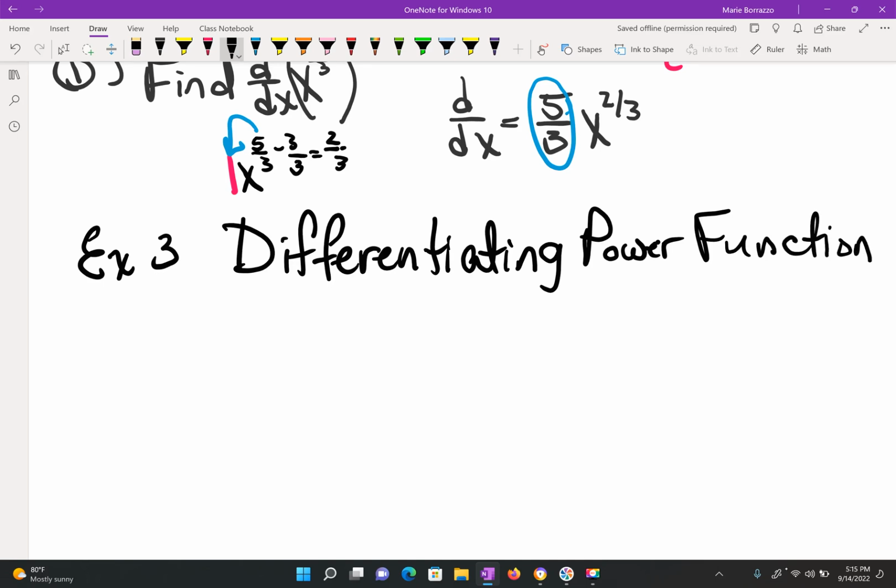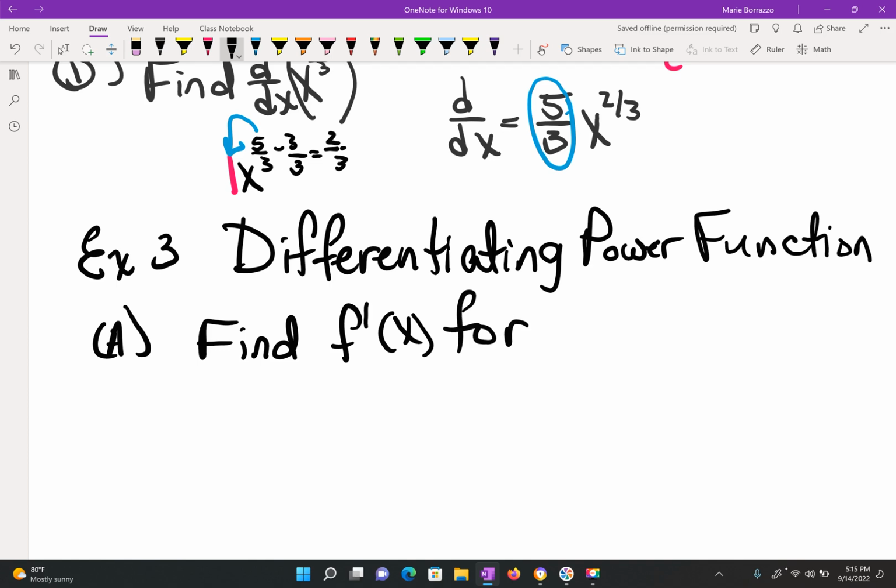Okay, so we're differentiating, and I'm going to start with part A. I'm going to ask you to solve this. Tell me, if I ask you to find the first derivative for f of x equal to 1 over x to the 4th, what do you think your steps are going to look like?